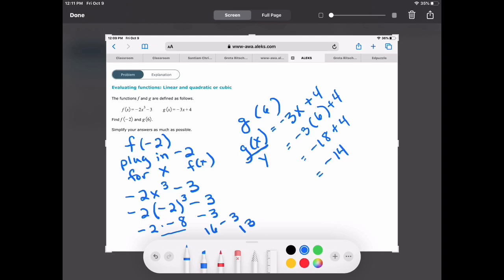So we're just taking the number in the parentheses and then plugging it into the equation and doing the math. This number means to plug it into there. Just do the math carefully.